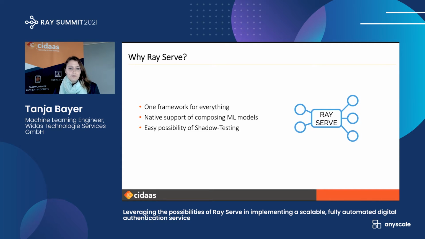Another benefit of Ray Serve is the native support of composing machine learning models, and the possibility to design a graph like the one we saw before by passing Ray Serve handles into other models. And finally, the easy possibility of doing shadow testing with Ray Serve is also a benefit, because it enables us to test models before really deploying them into production and getting the results from them.